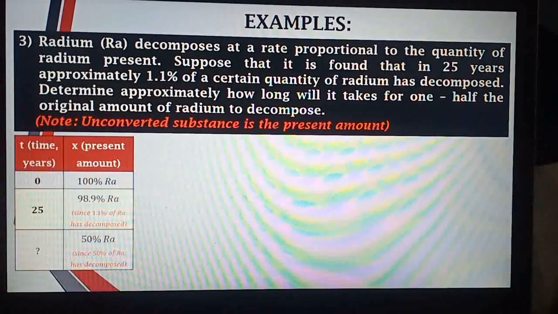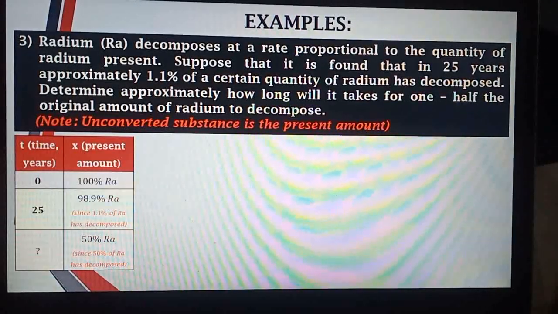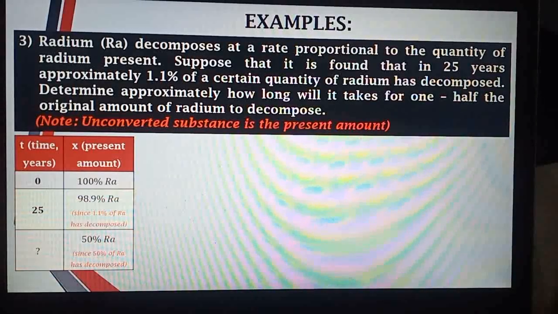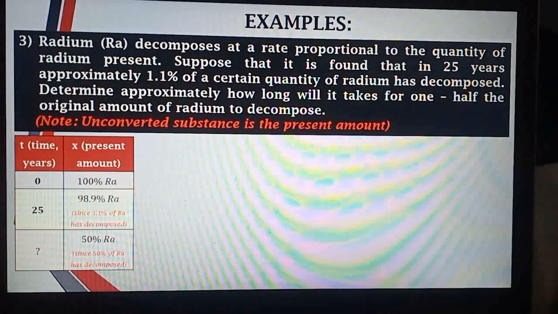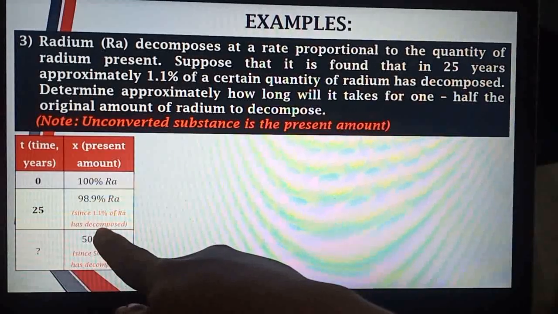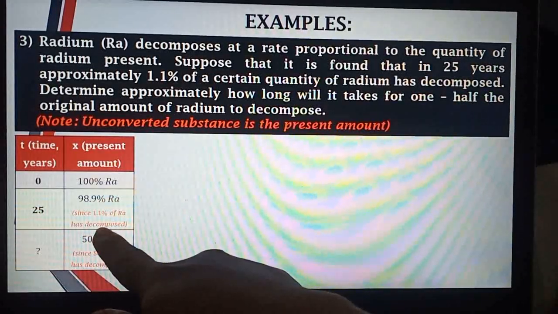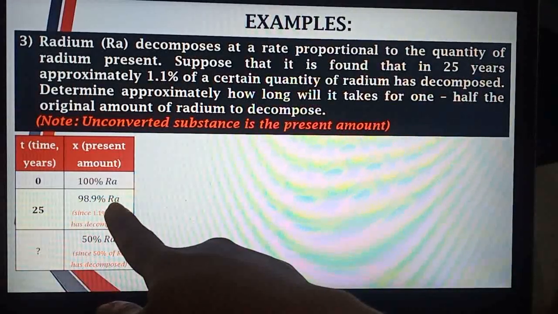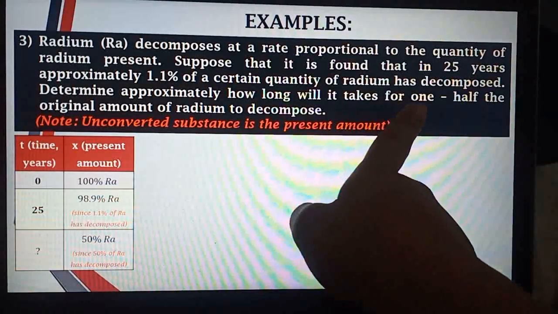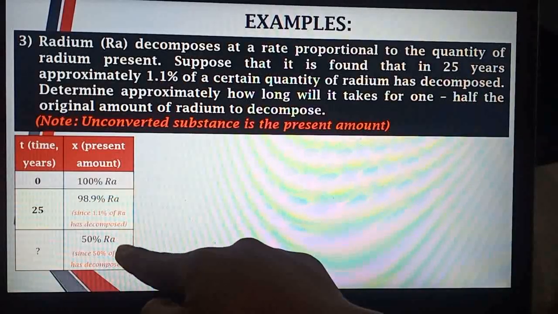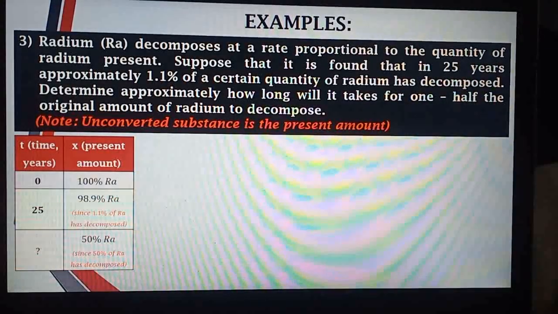Now, identify natin ngayon yung table. So the starting time is 0. Tapos, the present amount at the starting time, let's say you have the whole amount of radium, which is the 100% of radium. Then, after 25 years, 1.1% yung nawala. So, if 1.1% yung nawala kay radium, ang natitira pa is 98.9% of the radium. Now, if we have to determine kung 1/2 yung nawala, so obviously 1/2 yung natira, which is 50% of the radium, yun ngayon yung hahanapin nating time.